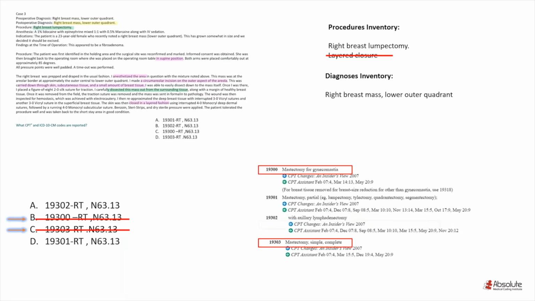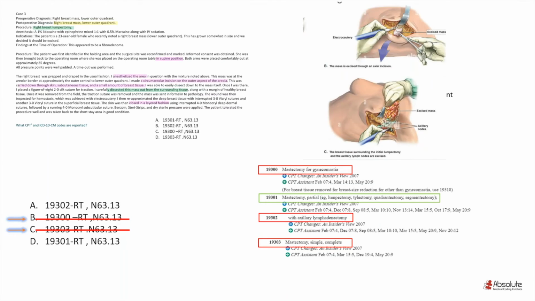Let's look into option A first. 19302 is coding for mastectomy, partial with axillary lymphadenectomy, while 19301 is coding for mastectomy, partial. We can see in the example they have mentioned lumpectomy, tylectomy, quadrantectomy, and segmentectomy. The difference between these two options you can see in the diagram or the image which I have shown.